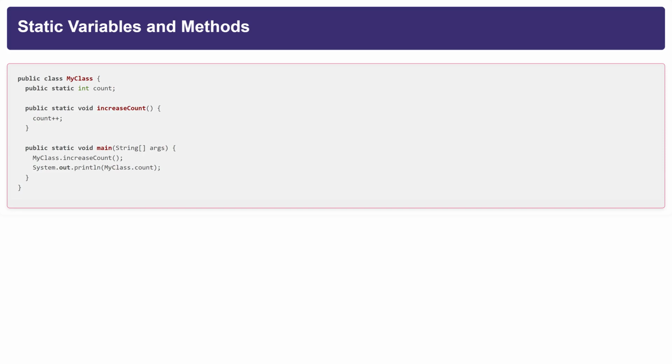In this code snippet, we have a class named myClass. It has a static variable called count and a static method called increaseCount. We can access the increaseCount method directly using the class name. In the main method, we call the increaseCount method and then print the value of the count variable. Since the count variable is static, it is shared among all instances of the class.